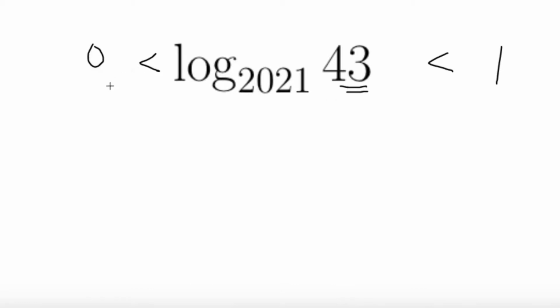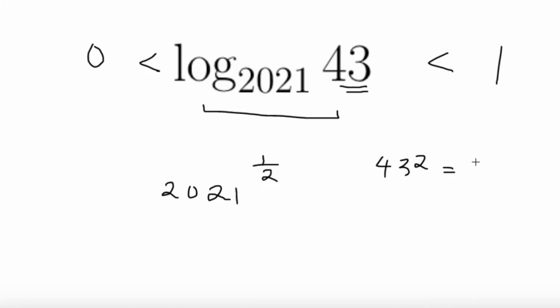Now, since we're rounding either to 0 or 1, let's check if this will pass the middle mark, or 1/2. So we know that 2021 raised to 1/2, let's see if this is greater than or less than 43. One easy way to check is the square of 43. If you check the square of 43, I believe this will give you 1849. So since 1849 is less than 2021, we know that the logarithm of 43 with base 2021 would indeed be less than 1/2, since 2021 raised to 1/2 is greater than 43.